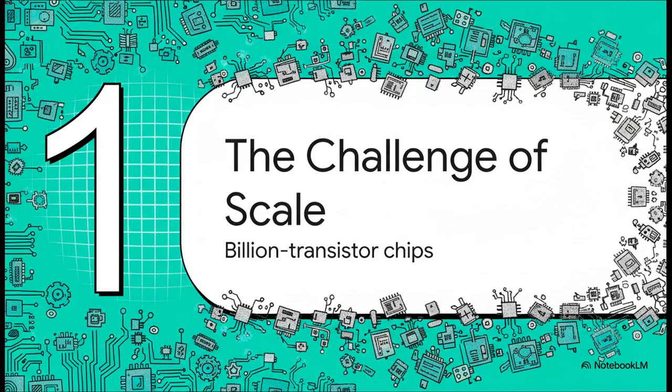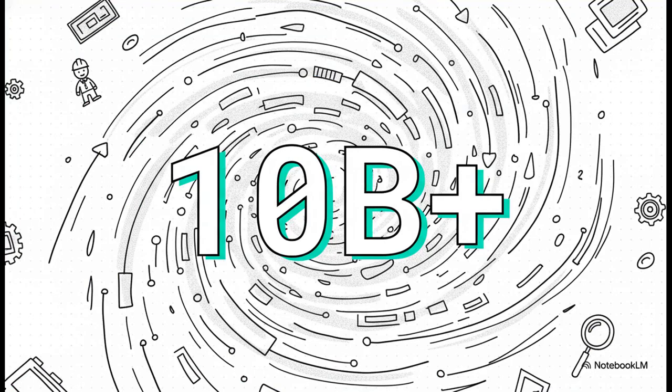Section 1, the challenge of scale. We really need to set the stage here by looking at the sheer, mind-boggling size of the problem we're dealing with in modern digital design. When we talk about modern processors, the numbers are almost impossible to comprehend. A single high-end CPU packs in tens of billions of transistors. Just pause and think about that number for a second. Tens of billions. Getting to that level of complexity requires hundreds of engineers pouring years of their lives into a single project just to pull it off.